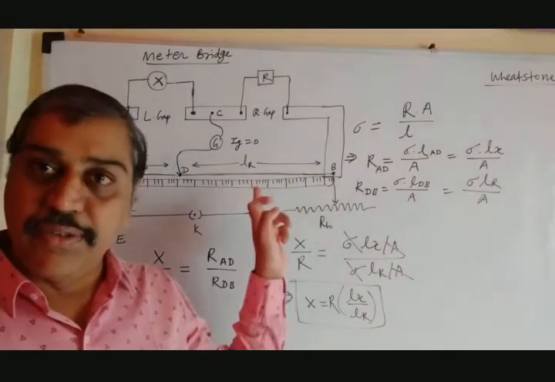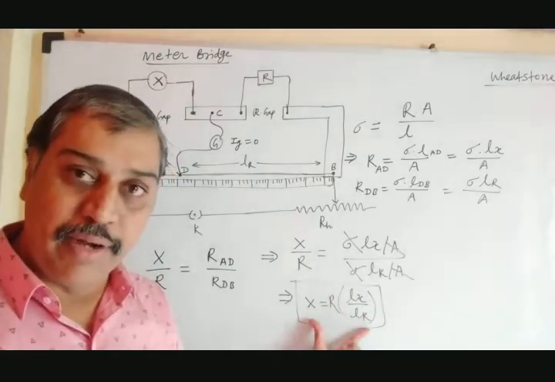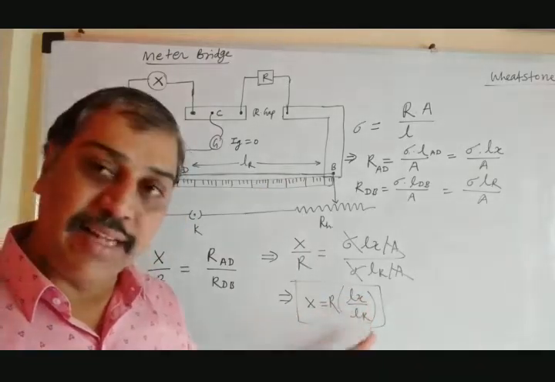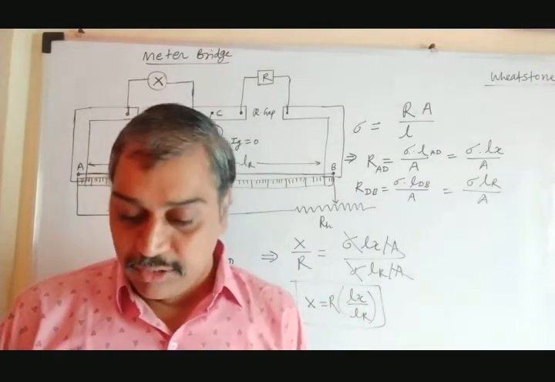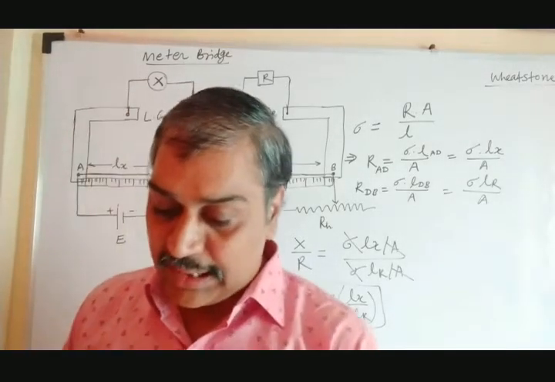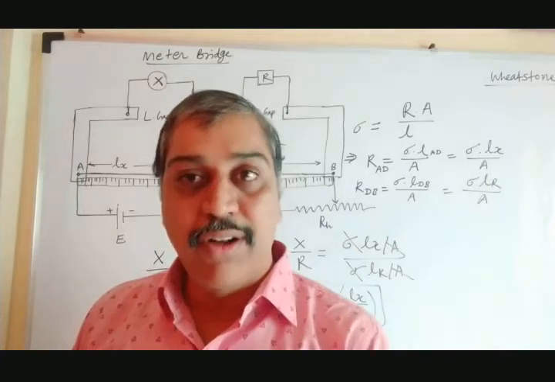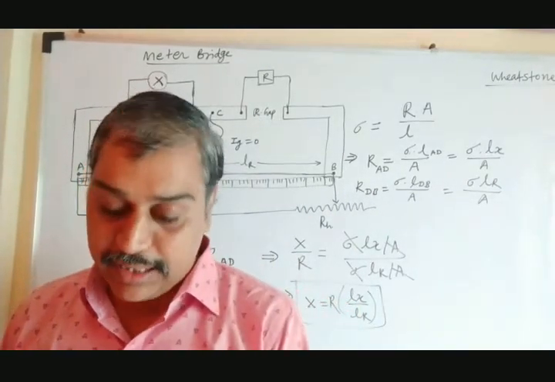If the wire is uniform, then and only then you can find out the exact value of the unknown resistance. Because the wire is uniform, you know the accurate value of Lx and Lr. But if the wire is not uniform, it is quite difficult. So the point to remember: the cross section of the wire may not be uniform. If it is not uniform, it will create an error. That is the first type of error that can be created in this.